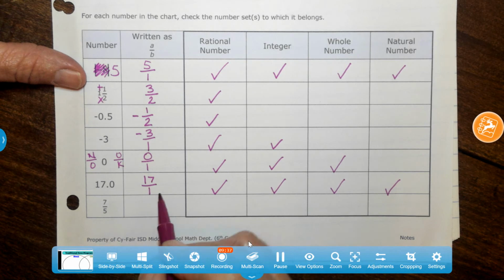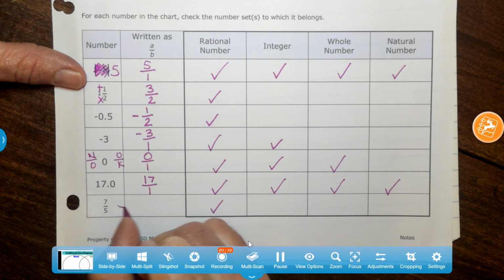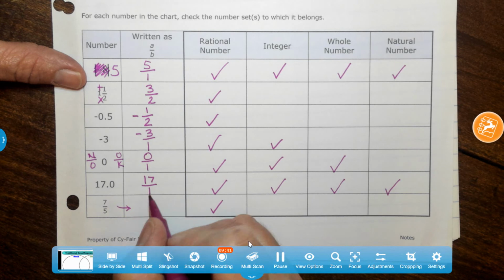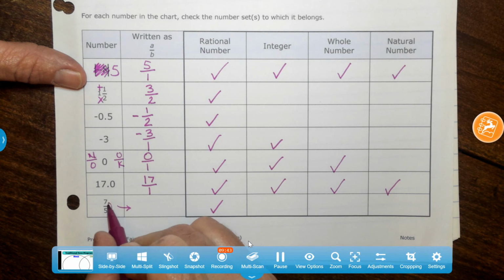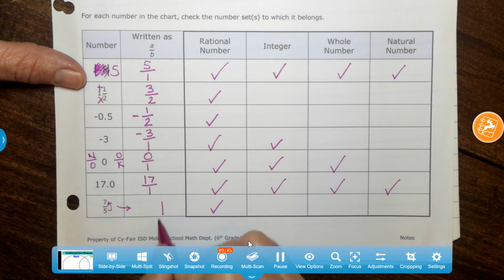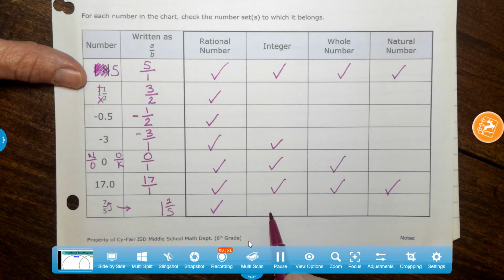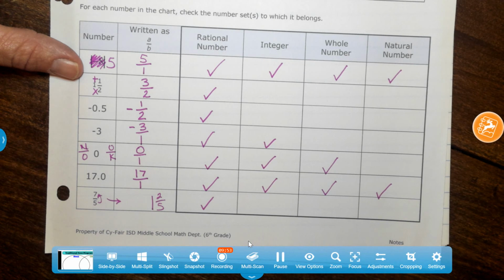Okay, and finally, 7/5. Yes, it's rational because it's already in a over b form. But if I were to make this a mixed number, 5 goes into 7 one time. I got 2/5 left over, making it only a rational number. It would not be an integer, whole number, or natural.